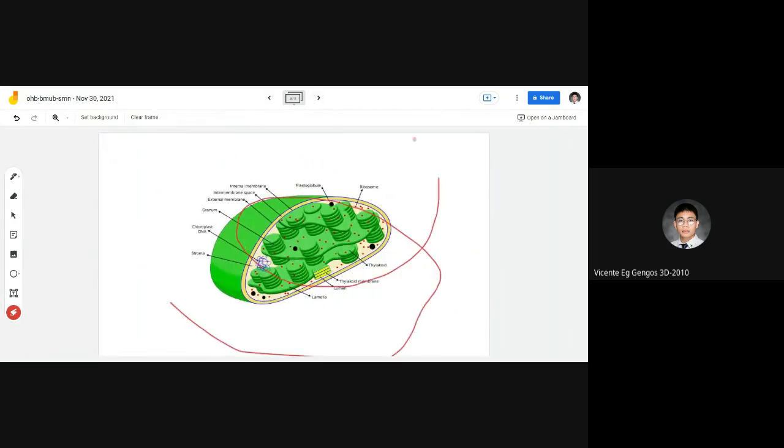So this is what the cell looks like. Over here in the thylakoid, somewhere over here, is where the light dependent reaction occurs. And the light independent reaction occurs in the chloroplast stroma, somewhere over here. So yeah, I think that's it.